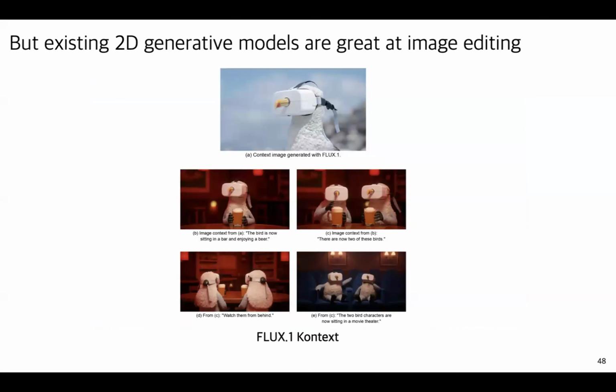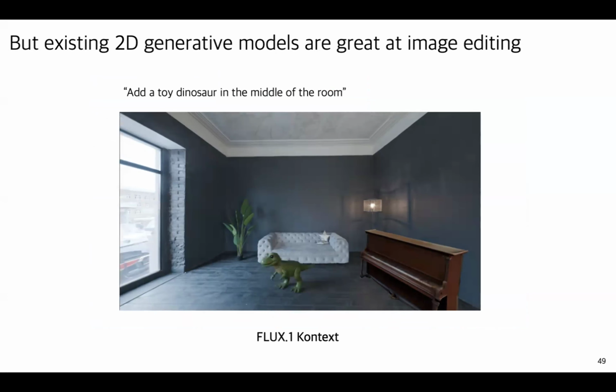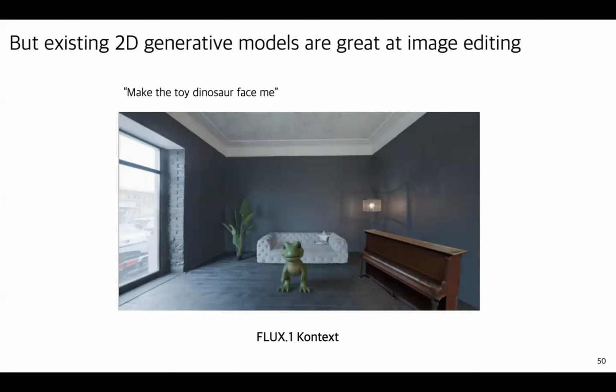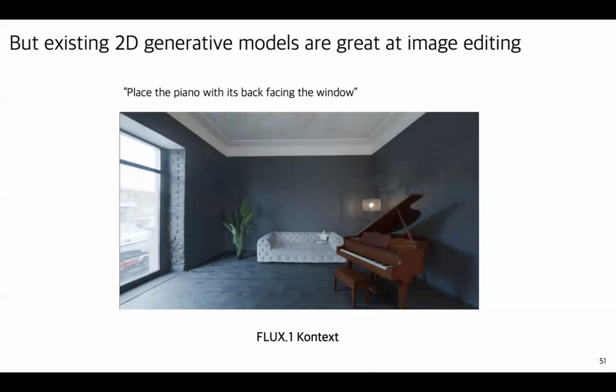Once we are talking about image editing, people may wonder, okay, existing 2D generative models are really great at image editing. For example, the very recent Flux One Context, right? This is very impressive, so we also tried it on this example. It's really impressive what it can achieve. For example, if we say add a toy dinosaur in the middle of the room, this is what we obtain. It works really well. And if we say make the toy dinosaur face me, it also works. But if we say place the piano with its back facing the window, this is what we obtain.